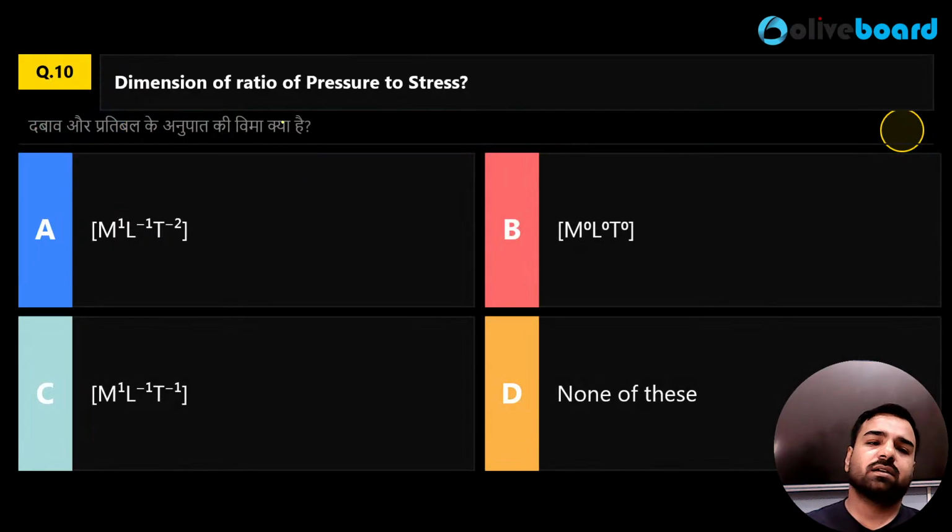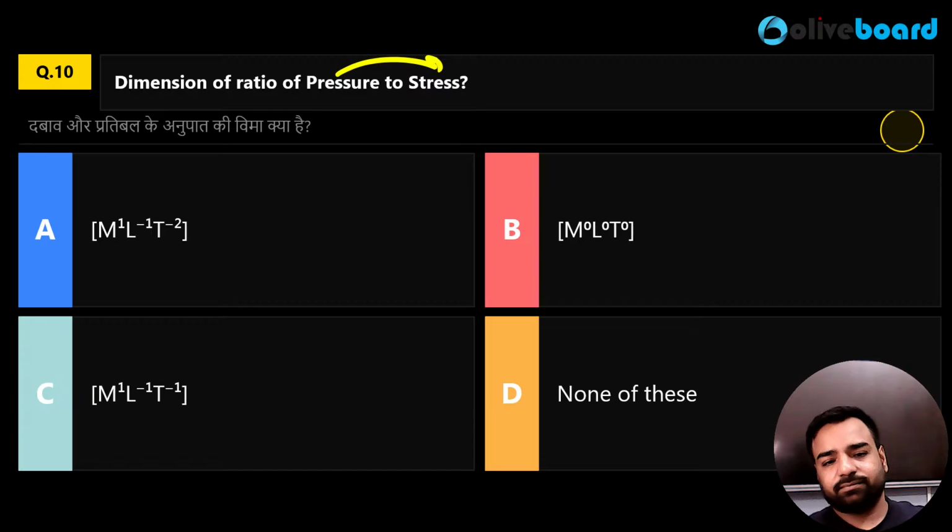Next, dimension of ratio of pressure to the stress. So guys, if two quantities are having the same units and you will just take the ratio, what answer will you get? So these are those confusing questions.